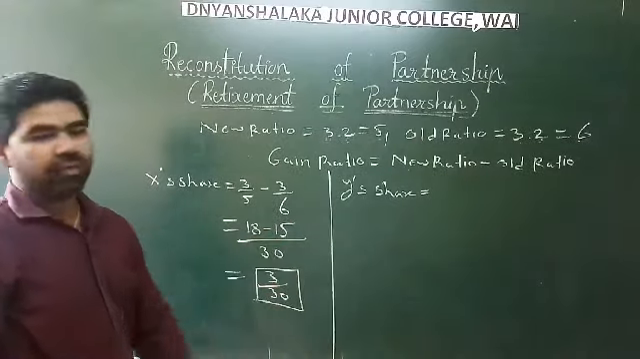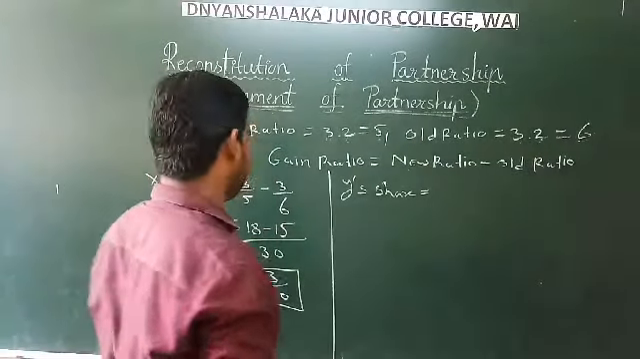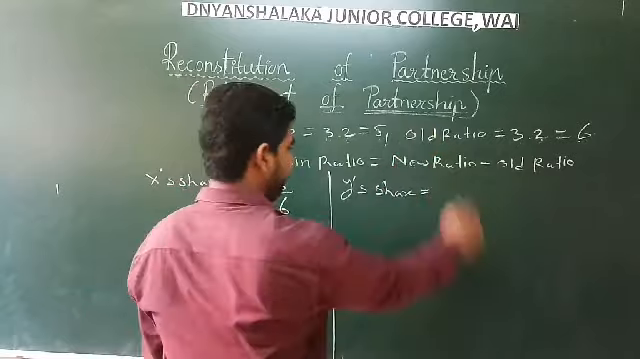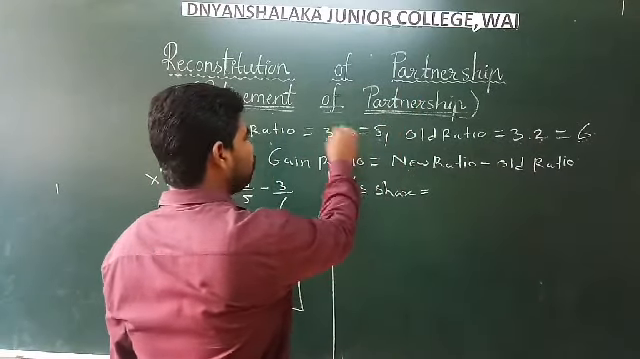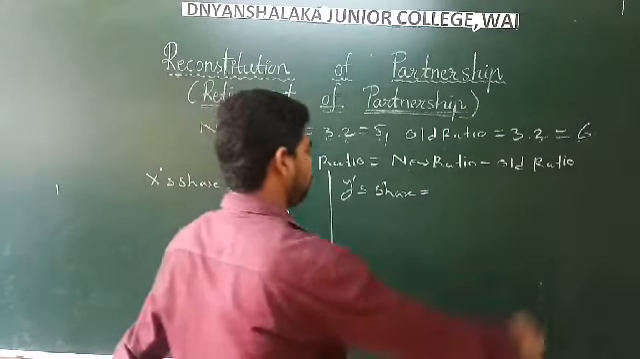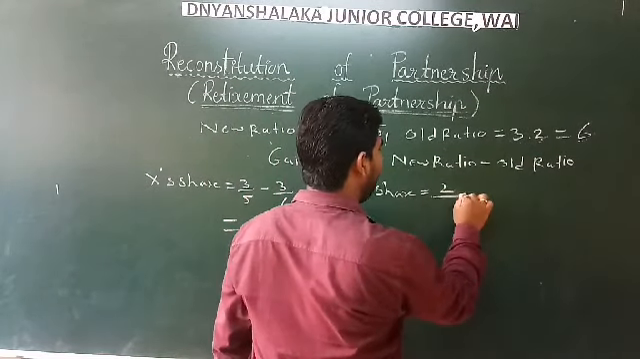So now calculate Y's share using same formula. What is the formula? New ratio minus old ratio. So now look in your new ratio. Total parts कितने बनेंगे? 5. उसमें से 2 parts किसको जाएंगे? Y को. So क्या हुआ आपका new ratio? 2/5.